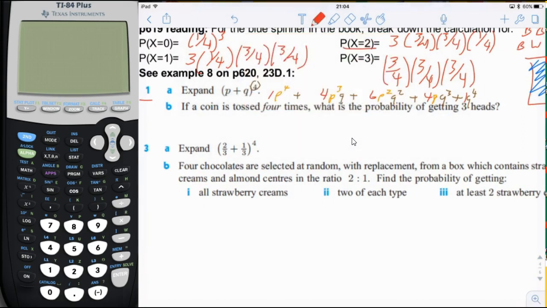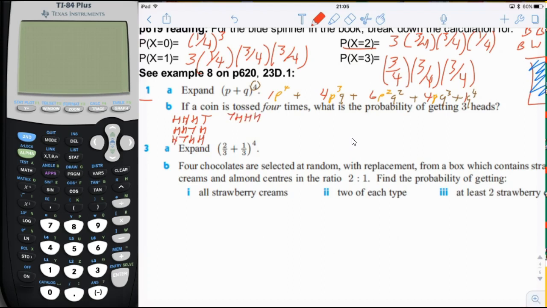Next part says, if a coin is tossed 4 times, what is the probability of getting 3 heads? Let's see, how many ways are there of getting 3 heads if you toss 4 times? There's head, head, head, tails. There's head, head, tails, head. And there's head, tails, head, head. And there's tails, head, head, head.